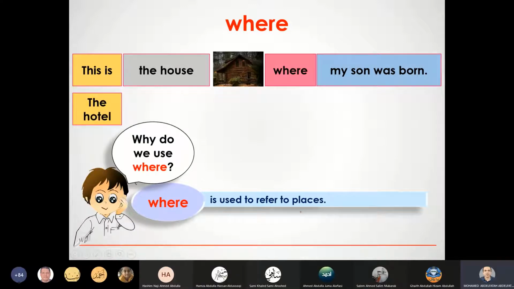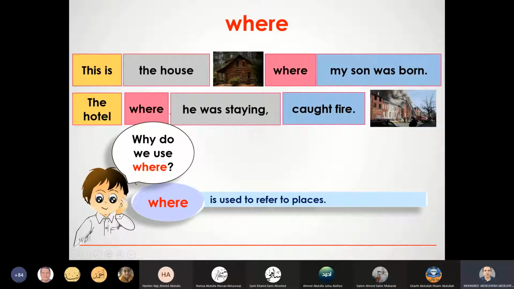I have got another example here. Look, the hotel. Hotel is a place that you can reside in if you go on a journey. The hotel where he was staying caught fire. Again, the hotel where he was staying caught fire. What happened to the hotel? The hotel caught fire. And here you are referring to the hotel. The hotel is a place, and you can use the relative pronoun where. Why where exactly? Because where refers to places.